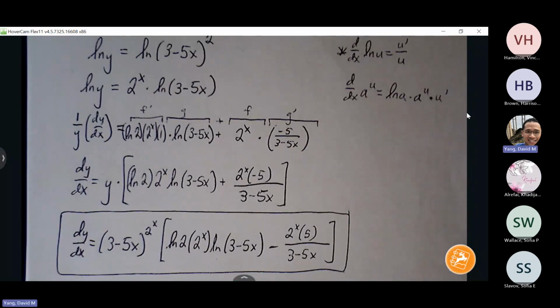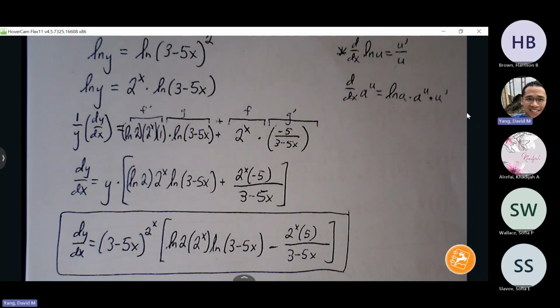Your answer with logarithmic differentiation will just be messy, but don't try to combine anything. Just leave it in that form. If you try to combine, you're probably going to combine incorrectly. You could, but you have to do a common denominator. It's not worth the hassle to go through that. So just leave your answer.